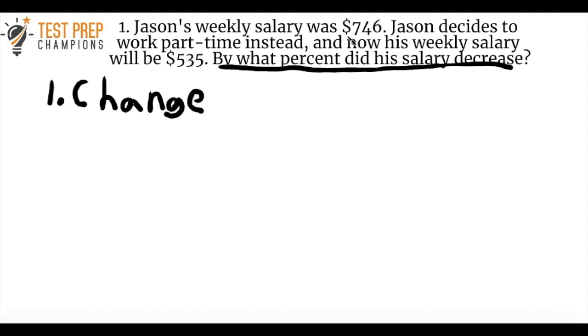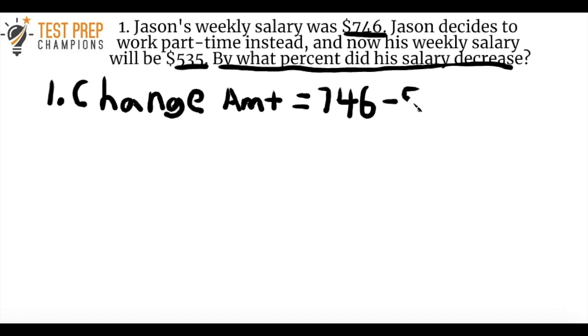Well, what we want to do is look at his starting amount, which was $746, and the amount that he will be making, which is $535. So let's say the change amount, however you want to look at it, is AMT. I'm just going to abbreviate amount. So the change amount is 746 minus 535. We're looking at what his salary was originally, and we're going to subtract what his salary is going to be. So 746 minus 535 is equal to 211. So the amount of change is $211.